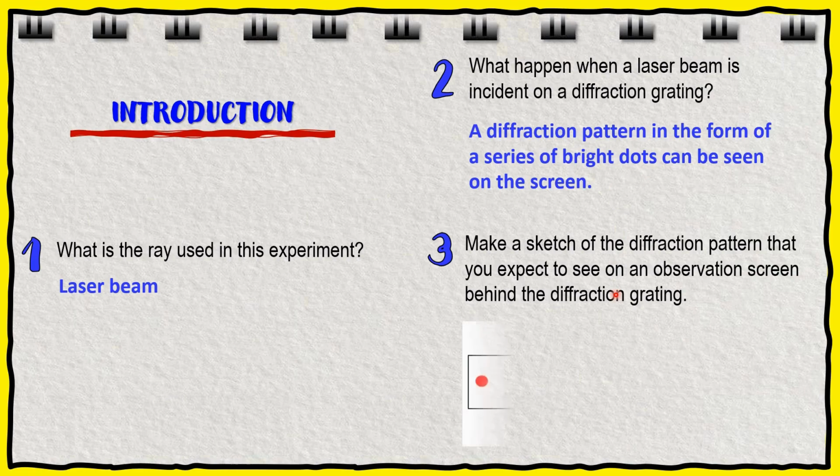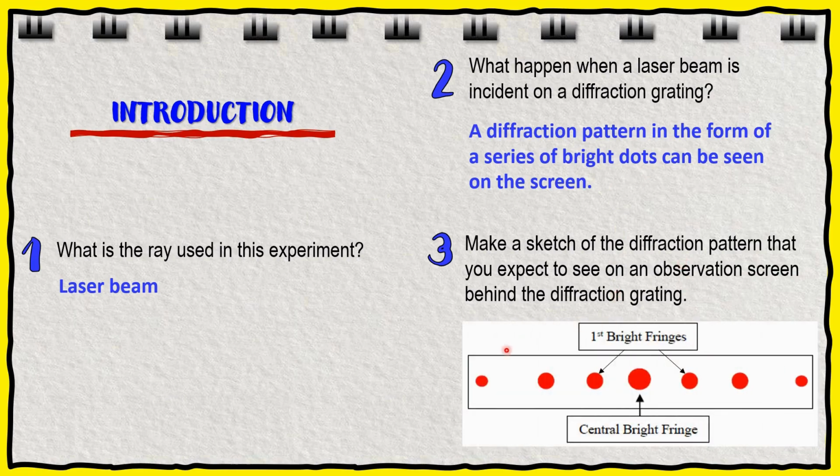So if you need to sketch the diffraction pattern, it is as shown, where the central bright dot is very bright. Beside the central bright, there are first bright fringes, and continuing with the second bright fringe and the third bright fringes at both sides of the diffraction pattern.